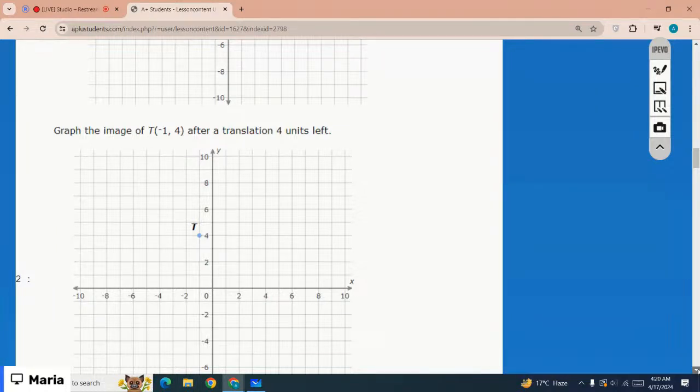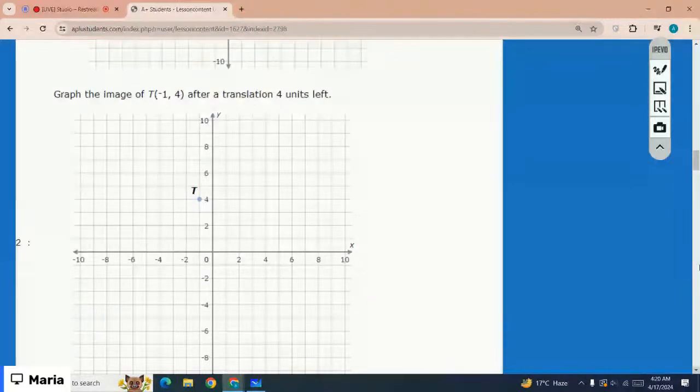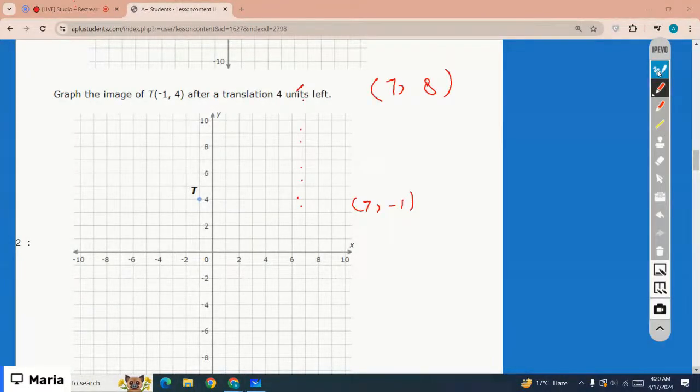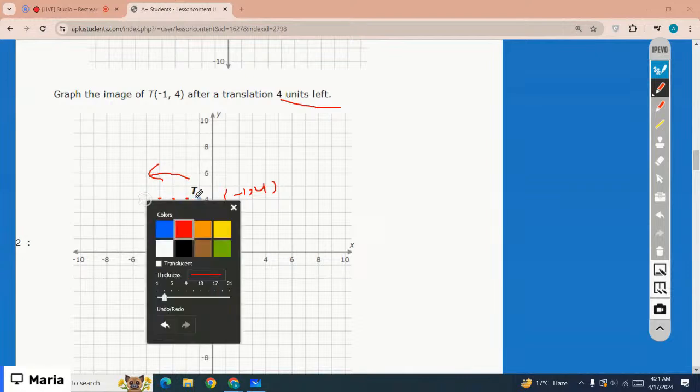Graph the image of T, negative 1, 4 after a translation 4 units left. So here is the point that has the coordinates negative 1 and 4. You have to translate 4 units left. You need to move it in this direction. 1, 2, 3, 4. So that means the new point is now here.